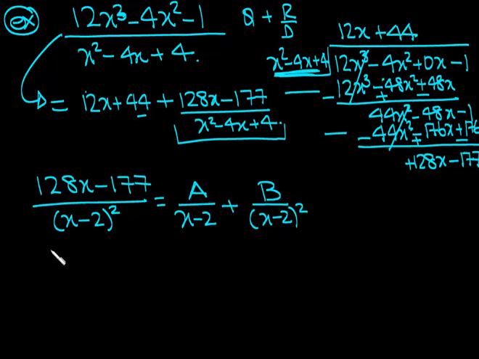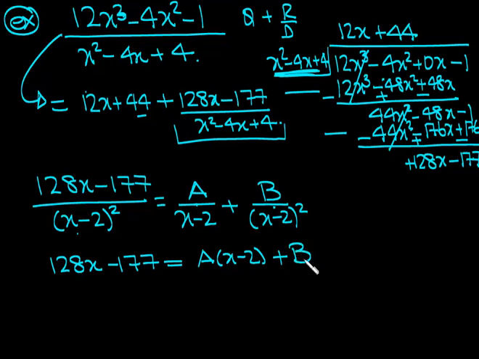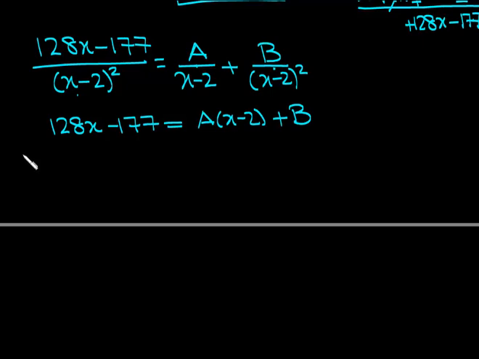Then we multiply by the common denominator, so we get 128x minus 177 is equal to A times x minus 2. When I multiply this guy by this, one of the x minus 2's cancels. When I multiply this by this, the x minus 2 squares cancel, so you just get B. Alright, we want to find A and B, so let's do that.